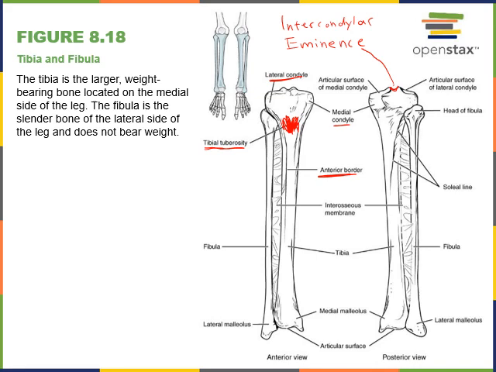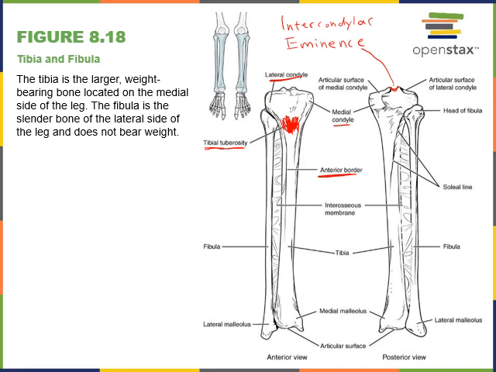So the patellar tendon is the insertion of the quadriceps. The quadriceps insert onto the patella as the quadriceps tendon, and then the patellar ligament connects from the patella down to the tibial tuberosity in order to extend the knee.